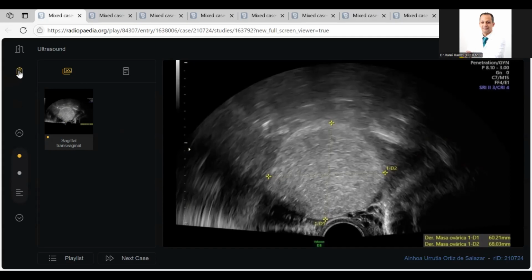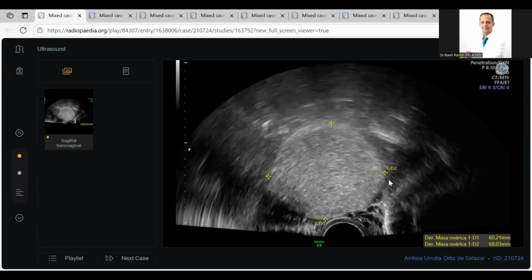Okay, yalla, go. Female patient with a pelvic pain. This is a single ultrasound image.